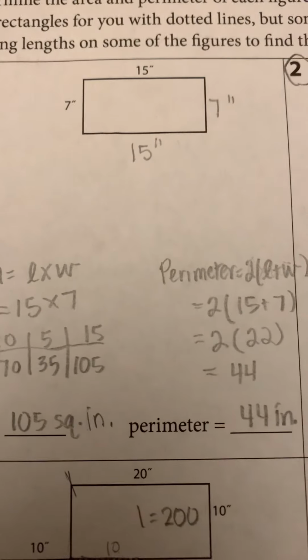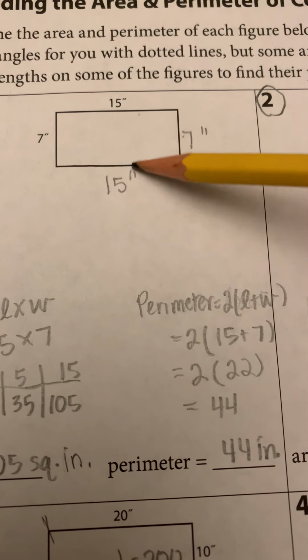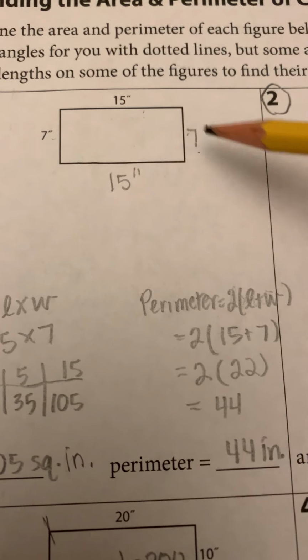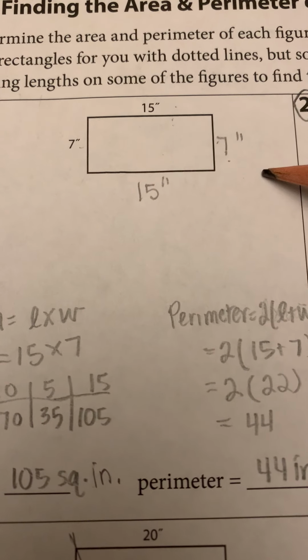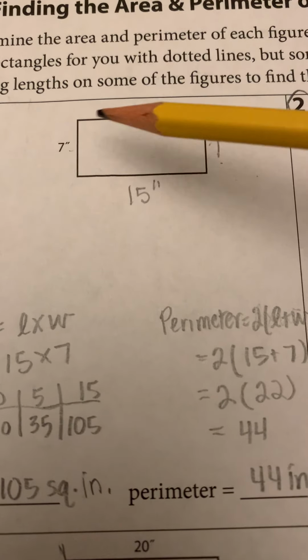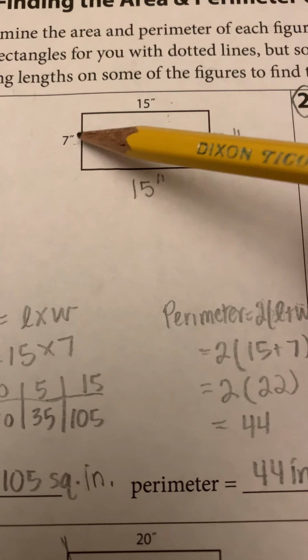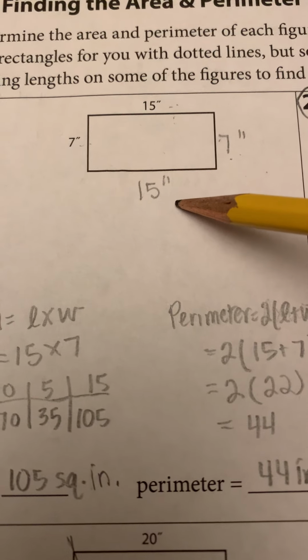The first one, this picture shows a rectangle, two sets of parallel lines. One set is longer than the other. This one measures 15 inches and this measures 7 inches. And I know the opposite sides measure the same length. So this 7 means that this is 7. This 15 makes this 15.